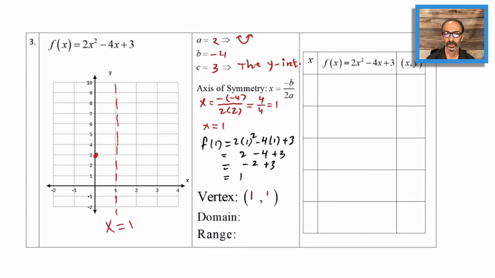Here's the vertex, 1, 1, and let's mark it. Okay, now that goes in the middle of the table to keep us focused with symmetry. And we go to its right and its left. To its right will be 2, 3, and its left will be 0 and -1.